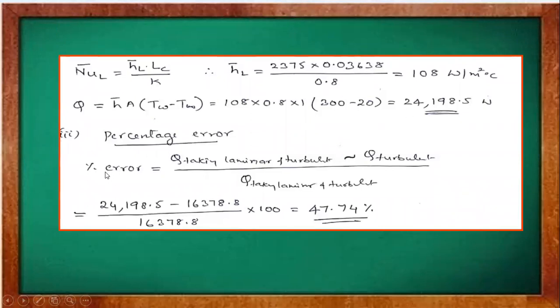So what is the percentage error? It will be Q considering laminar and turbulent minus Q turbulent, divided by Q taking laminar. This is the actual or the precise value. So the percentage error will be 24,198, obtained taking it as turbulent, minus the Q value considering both laminar and turbulent regions, which you obtained in the previous case, 16,378, divided by the actual or the precise case, 16,378. When we compute it, we obtain the percentage error to be 47%. Thank you.